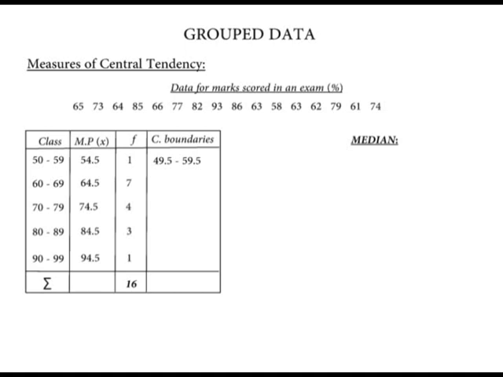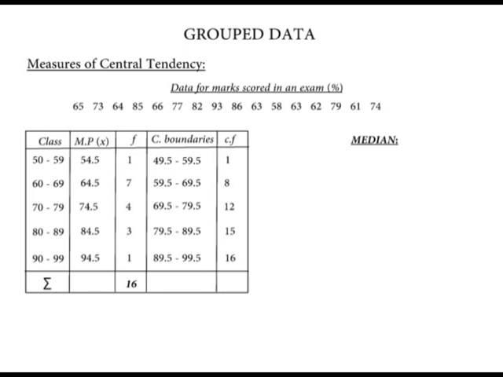Second class, 60 minus 0.5 is 59.5, and 69 plus 0.5 will be 69.5. For the other classes, we shall have 69.5 to 79.5, 79.5 to 89.5, and 89.5 to 99.5. And so you realize the upper class boundary for a given class is the lower class boundary for the next class. As usual for median, we need the cumulative frequency.